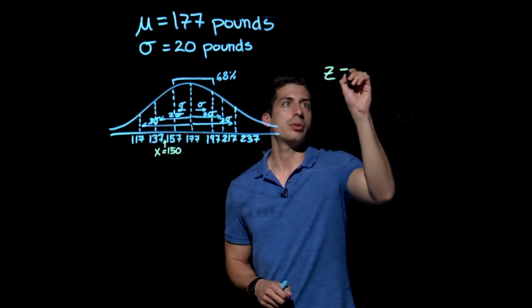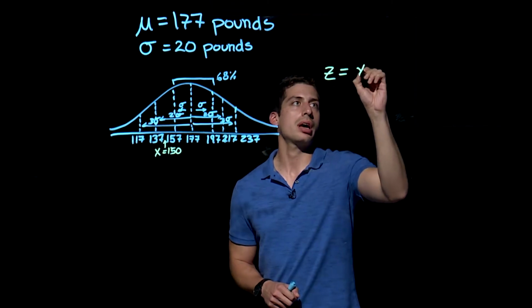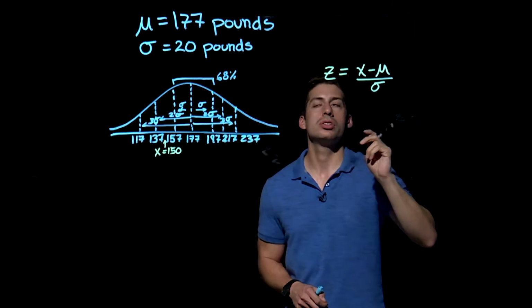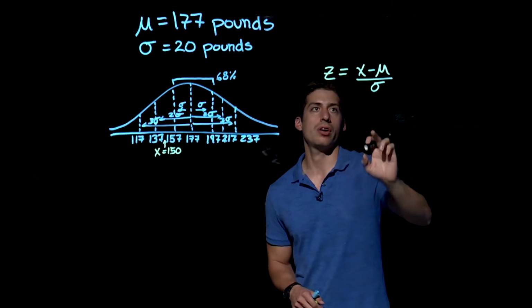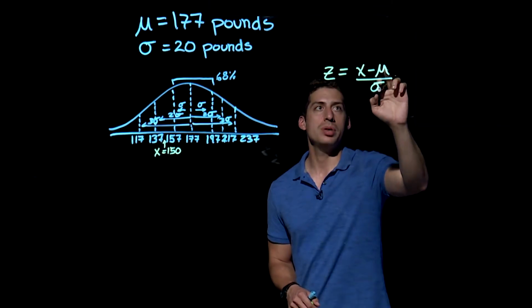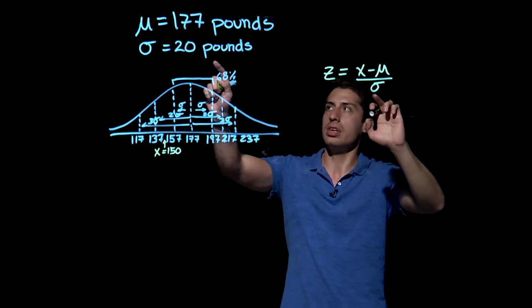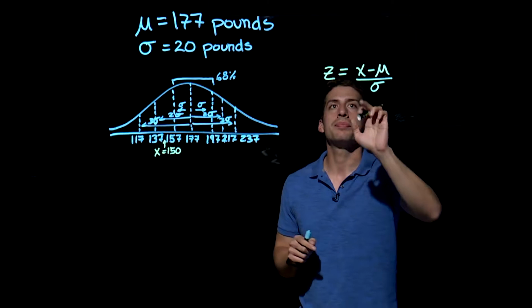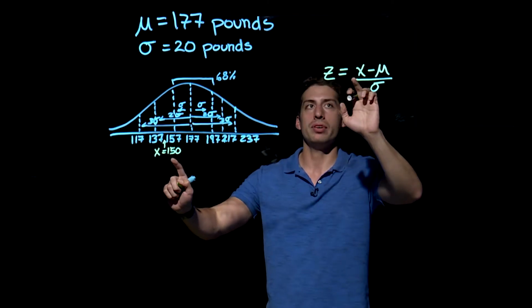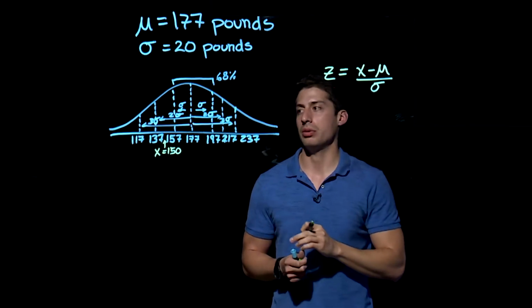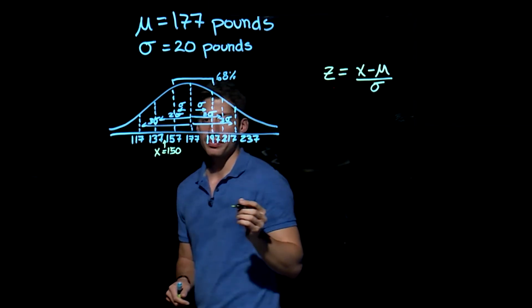And I'm just going to write the formula here. z equals x minus mu, divided by the standard deviation. So we already have two pieces of information. We already have mu, which is our mean, 177 pounds, and we have our standard deviation, which is 20 pounds, or sigma. x is this value, 150, for which we are extracting information, and z is the rescaled value.